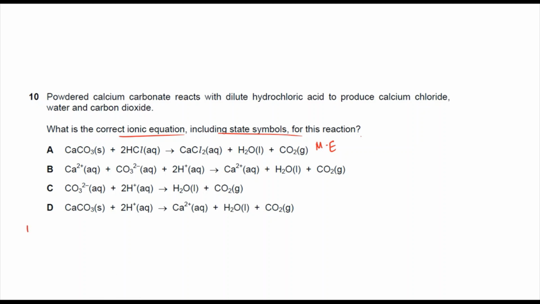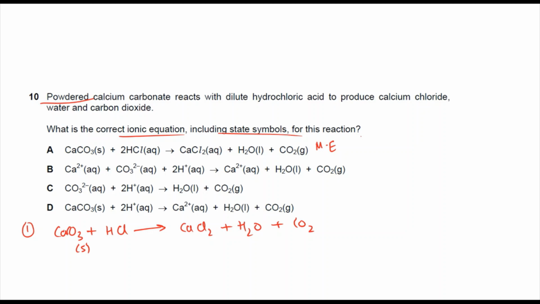Step number 1 should be make the molecular equation with state symbols. So it's calcium carbonate plus hydrochloric acid reacting, giving us calcium chloride and water and carbon dioxide. So this is my molecular equation. The second step is to give it state symbols. Calcium carbonate is solid. Why? Powdered. Powdered means crushed, solid.